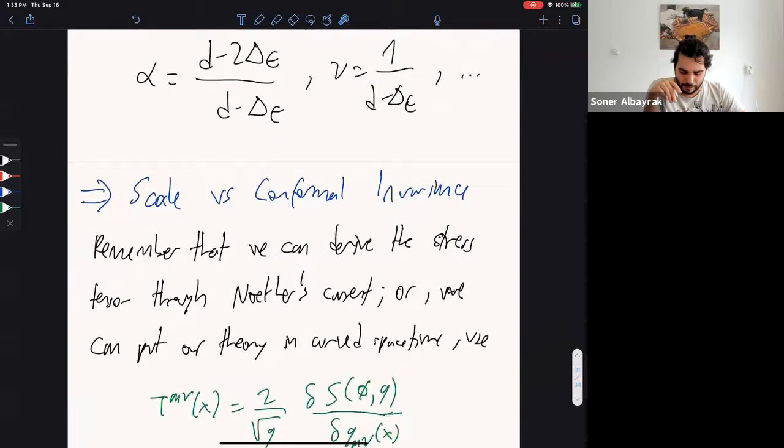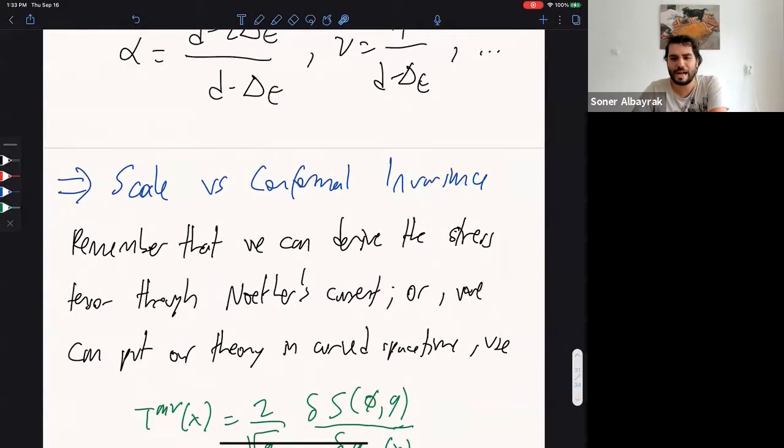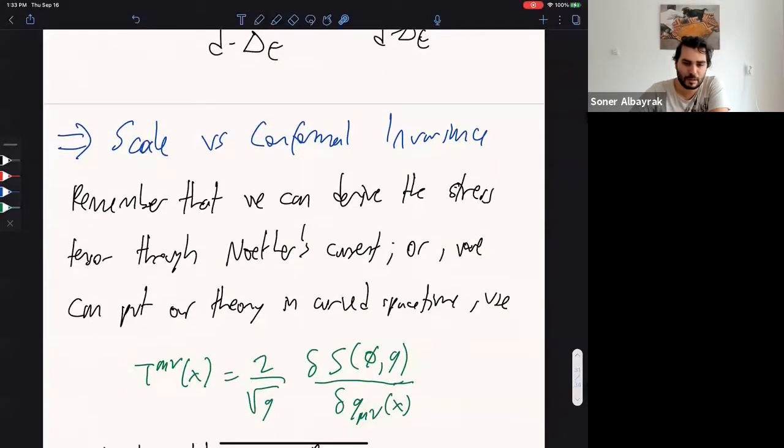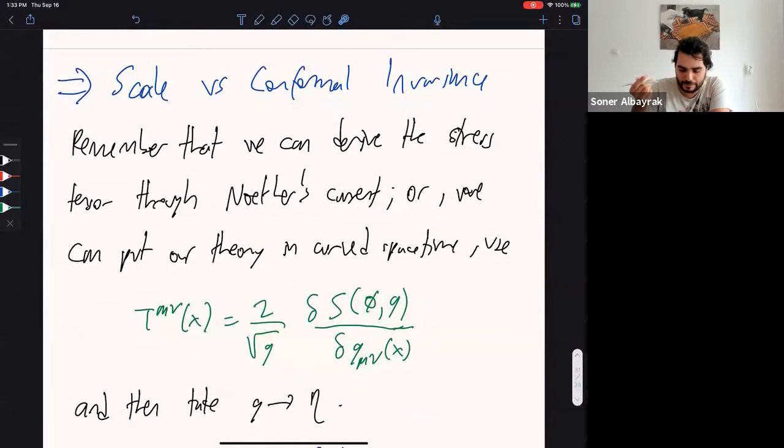Now I want to talk a little bit about the difference between scale and conformal invariance. I mentioned this yesterday. It won't be a huge discussion, but I think it's illuminating. We all know that there's something called the stress energy tensor, and we usually derive it through Noether's theorem. We say there's a symmetry, and there's a generator of that symmetry, the stress tensor, etc.